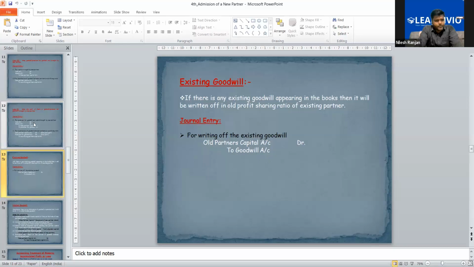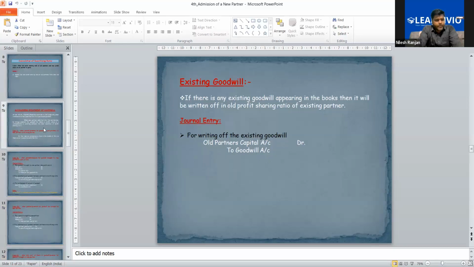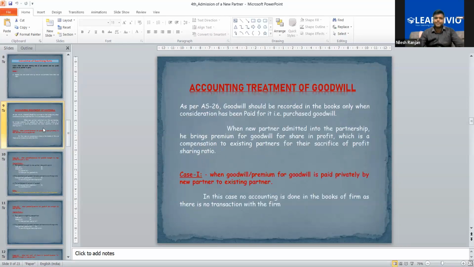Nadia? Yes, sir. It should be written off. Yes, it should be written off in the old ratio always. Okay. And goodwill never goes to the revaluation account. You have to remember this also.